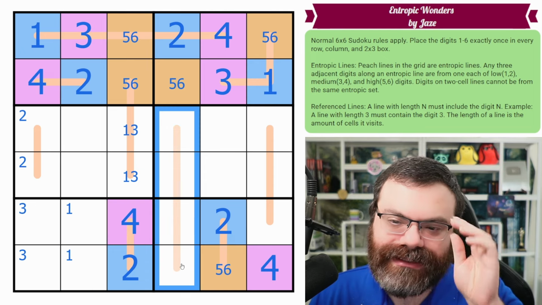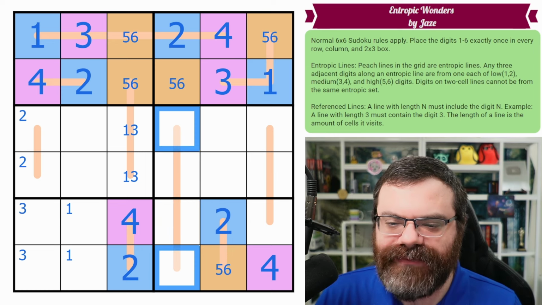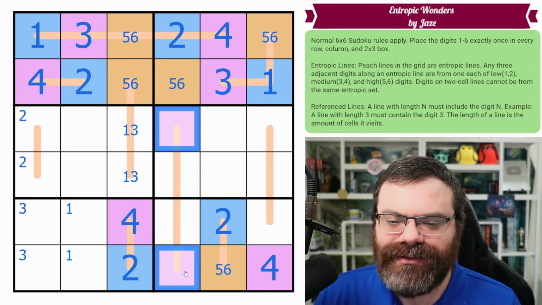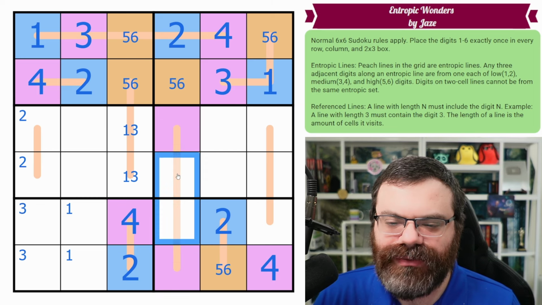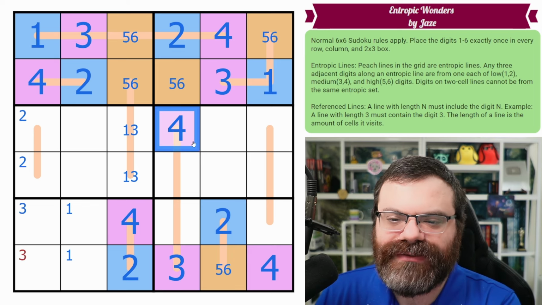Okay. Now this line here. We know that these are not blue or orange. So these have to be purple because they're the same as each other. And then we end up with a blue and an orange here, but we don't know which is which yet. But this is a 3, 4 pair. This can't be 4. So this is 3, this is 4.